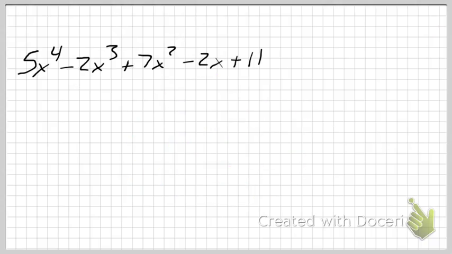So, if I give you a polynomial with a degree of 4, how many solutions does it have? 4. They are not all guaranteed to be real solutions. We could have some imaginaries. So what I want you to do is, looking at this polynomial, draw a possible graph for this polynomial.